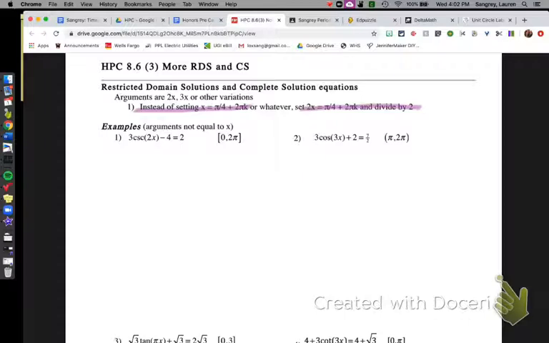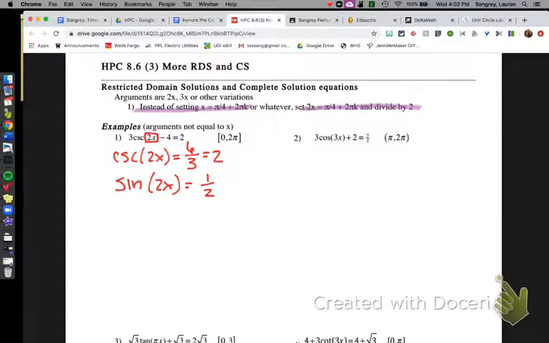So for number 1, we do have to get cosecant by itself. Notice that the argument is 2x here. So I'm going to add 4 to both sides first and divide by 3, which is equal to 2. Now this is cosecant, so we need to use the reciprocal function, which is sine of 2x, and then we need to take the reciprocal, so that's going to be 1/2.